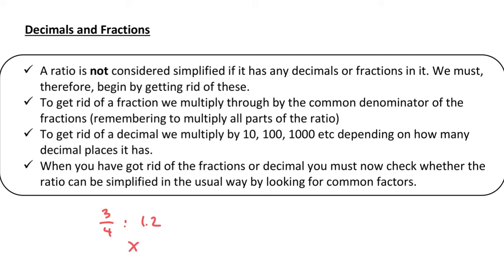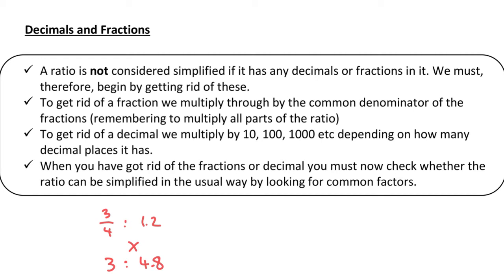To get rid of a fraction, we multiply through by the common denominator of the fractions. Remember to multiply all parts of the ratio. So in this example, we'd multiply through by 4 to get rid of the fraction there, and we would get 3 to 4.8. So we've multiplied 3/4 by 4 to get 3, and 1.2 by 4 to get 4.8. So that's how we'd get rid of the fractions.